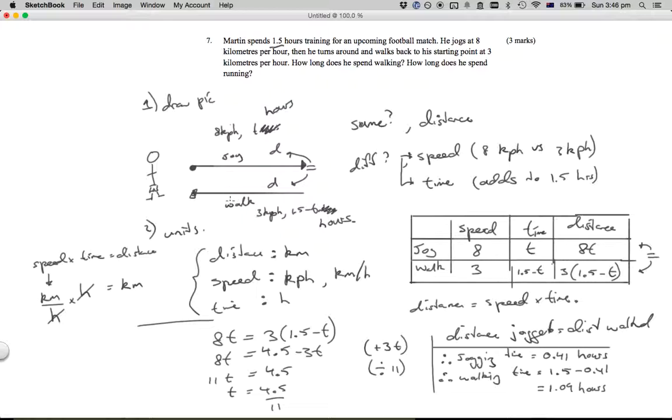Some of you might have been able to see it easily, some of you may not have, but I used a few different approaches, from drawing a picture, using a table, to essentially derive this key equation that let us work out the problem. Probably the trickiest thing there was calling this walking time 1.5 minus t. That was probably the trickiest thing in that question.